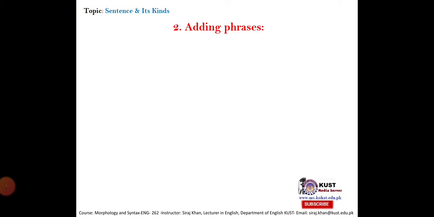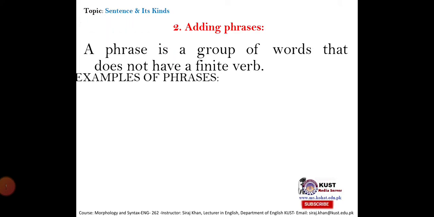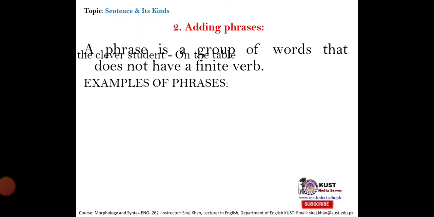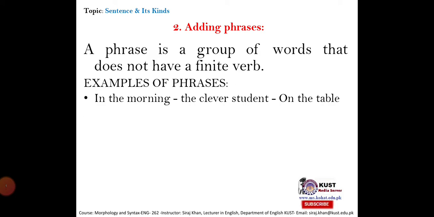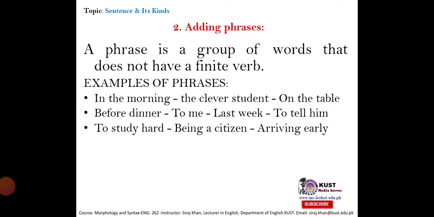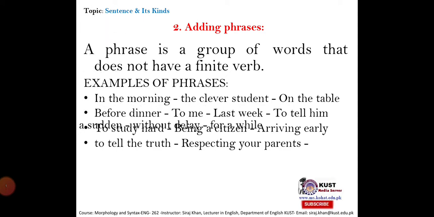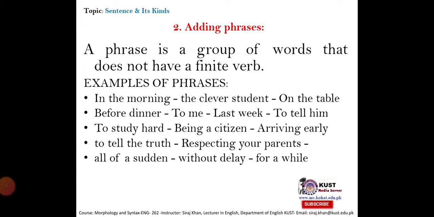Sometimes we add phrases to expand sentences. As we talked about phrases and their kinds in the previous lecture, a phrase is a group of words that does not have a finite verb. For example, in the morning, on the table, before dinner, to me, last week, to tell him to study hard, being a citizen, arriving early, to tell the truth, respecting your parents, all of a sudden, without delay, for a while, once upon a time.